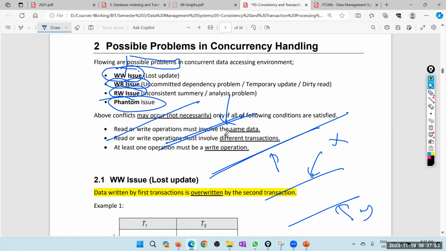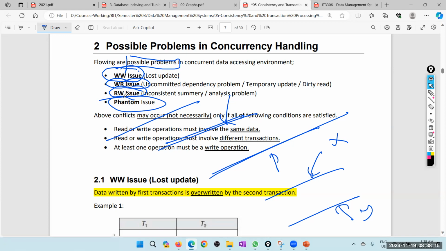But if there are two transactions and both try to write the same data, there's a possible issue. If one transaction tries to read it and the other tries to write it, there's a possible issue. If one transaction reads it and one writes it, issue, right? Read-write and write-read, those are two different issues.